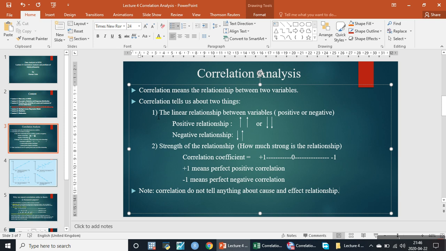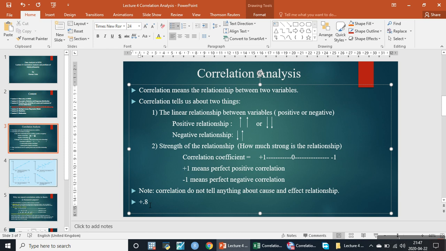It only tells us about two things. What is the relationship between two variables? Is it positive or is it negative? The plus and minus sign with the correlation coefficient indicates the direction. For example, let's suppose the value of correlation coefficient is plus 0.8. It means that this 0.8 is the strength of the relationship. The strength of the relationship is 80% between two variables, and this plus sign indicates that it is positive, so it is a positive partial correlation.